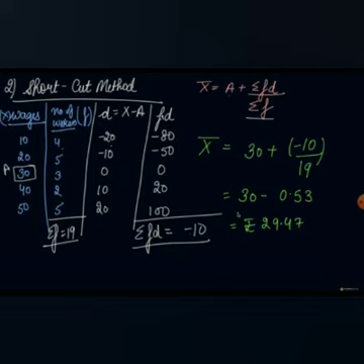So in the shortcut method, what you have to do is take the assumed mean from the series, then subtract the assumed mean from the x, that is, take the deviation. Then after taking the deviation, you have to multiply the deviation with the frequency and take the summation of all these items, and put it in the formula.